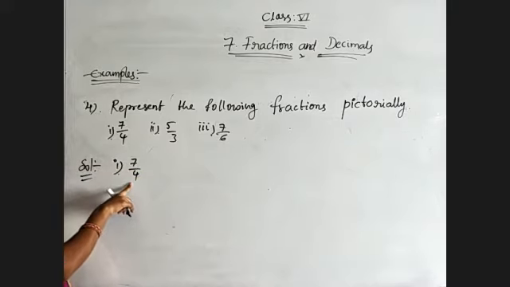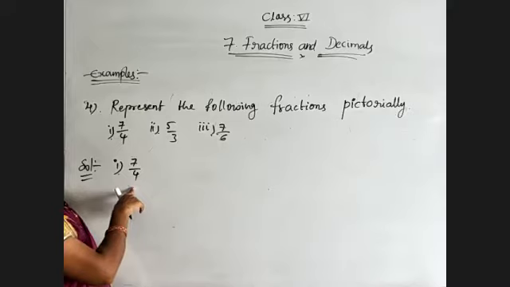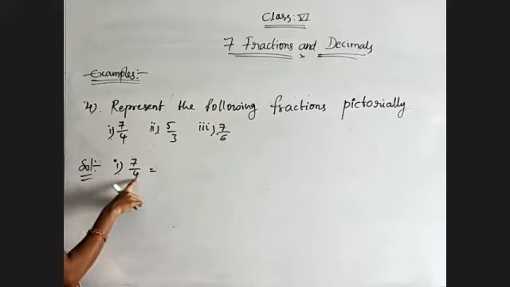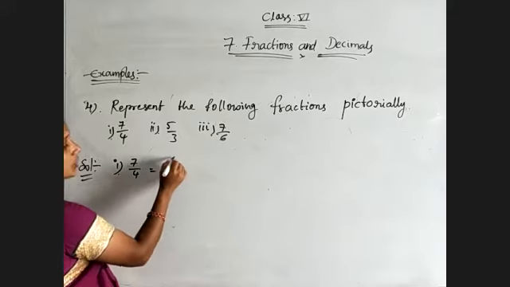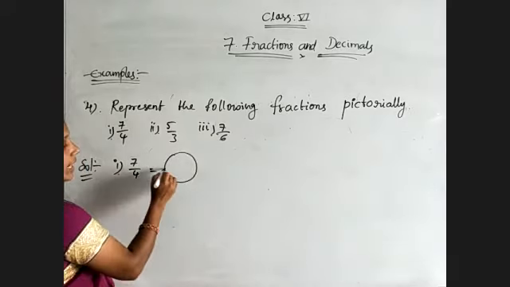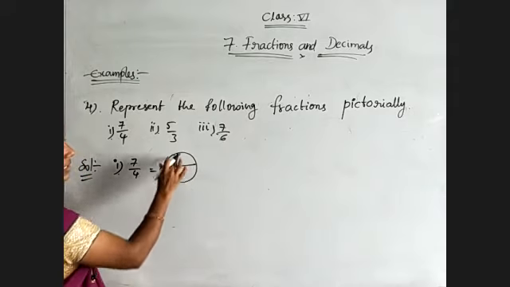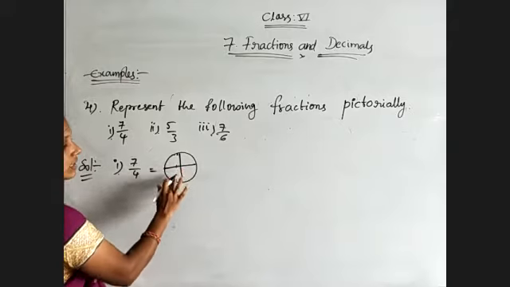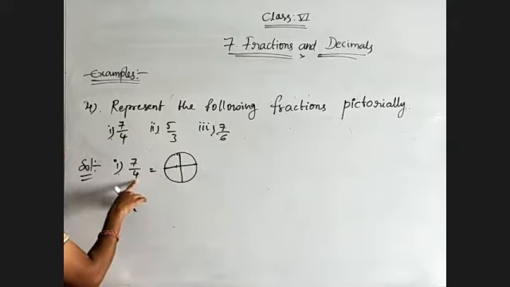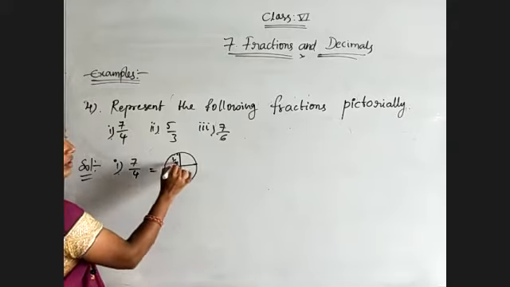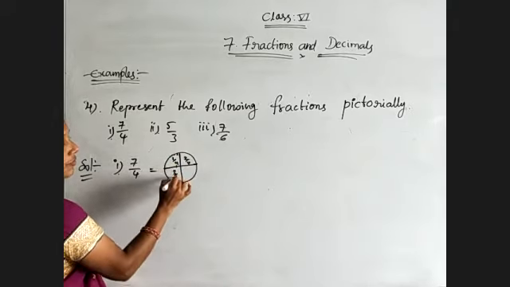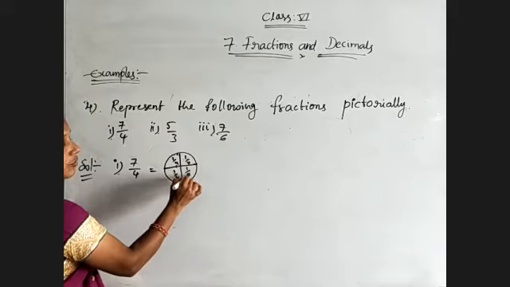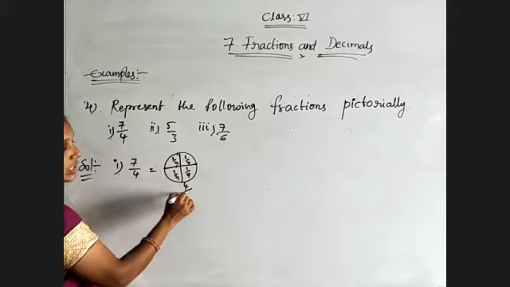7 by 4 is an improper fraction. So, compulsorily we need more than one whole. But just observe that the whole part is divided into 4 equal parts. So, I am using a circle, and I am dividing it into 4 equal parts. So 1 by 4, 2 by 4, 3 by 4, 4 by 4. Total 4 by 4 are there.